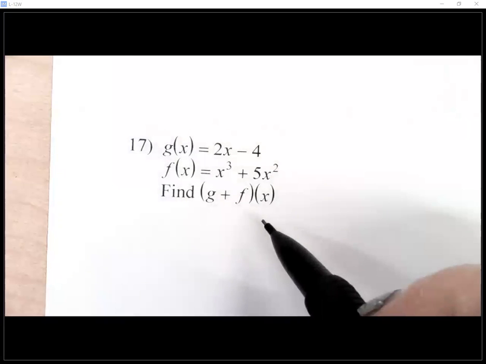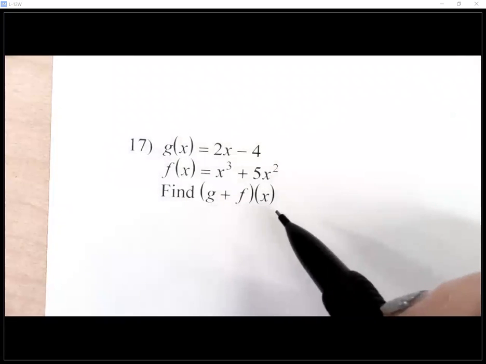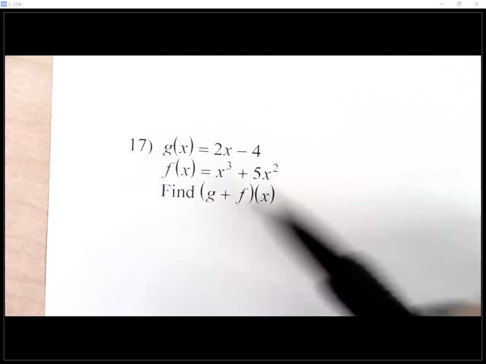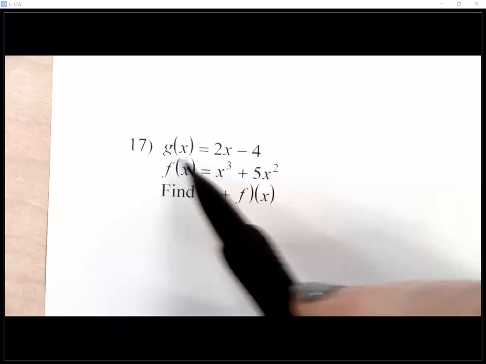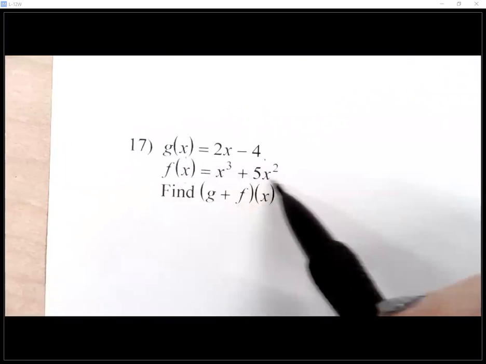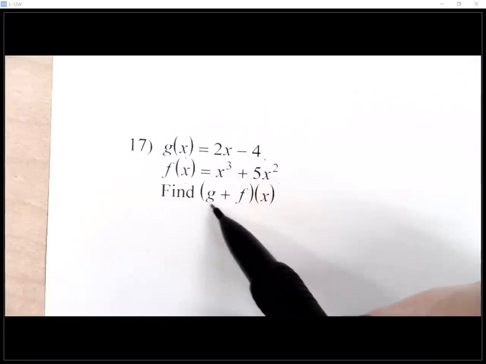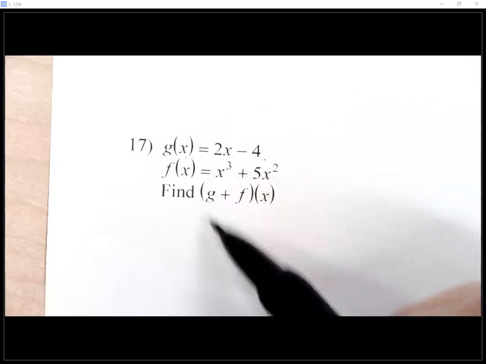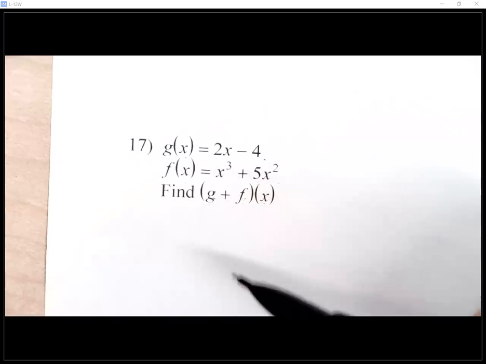Okay, everybody sees where we're at? On the back, number 17. Okay, check this out. So we have two functions here, a g function and an f function. And then they want me to find g plus f of x. All I have to do with these is I'm literally going to take the two functions and add them together. I'll combine like terms if there are any. That's all I have to do.